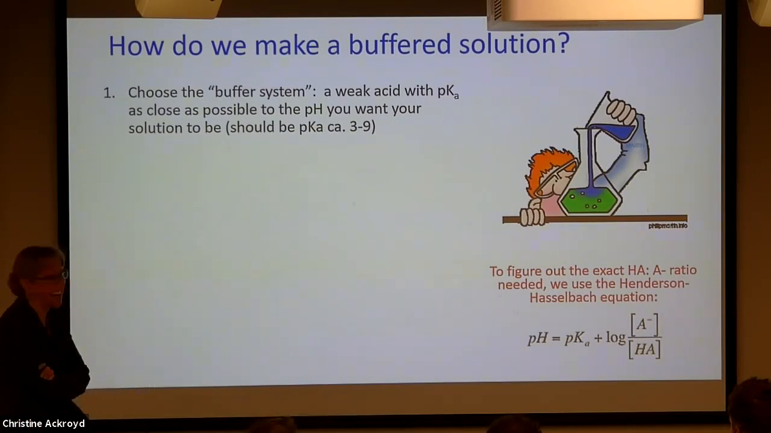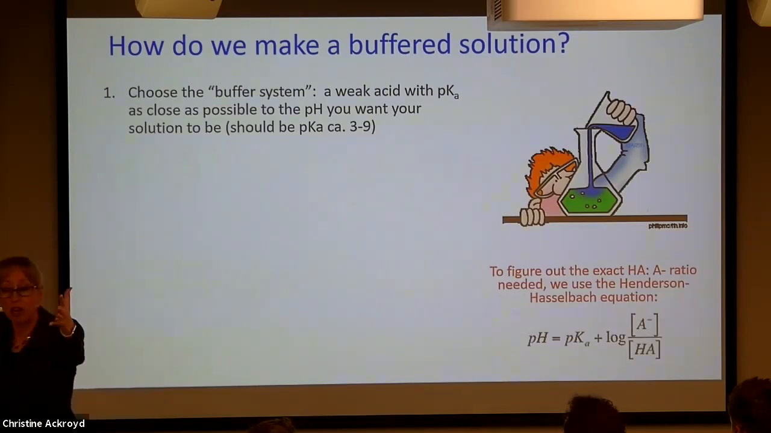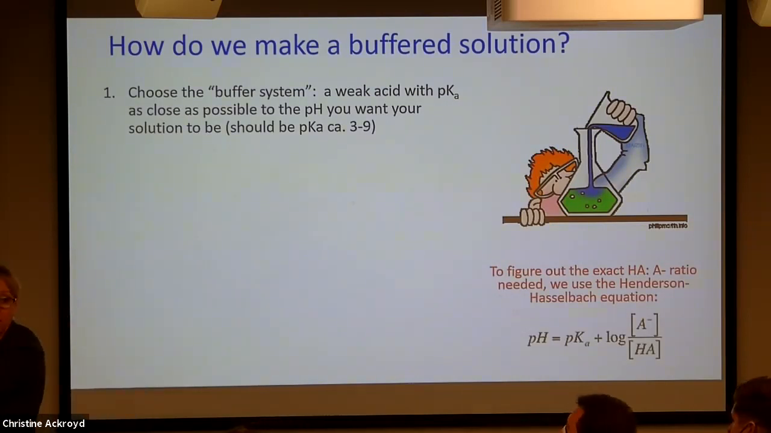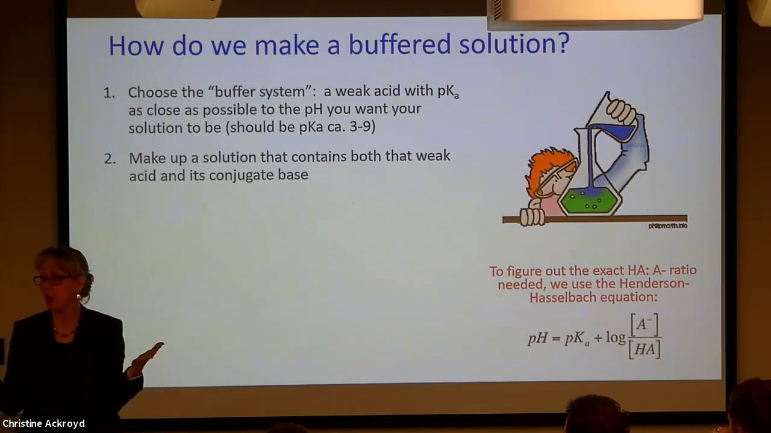The first thing that I need is a weak acid that has a pK of about 6. So I go to the shelf and I look at all of the weak acids and I say, which one has a pK of about 6? And I'll pick one. Okay, and then I have to make up a solution that has significant quantities of the weak acid and its conjugate base.